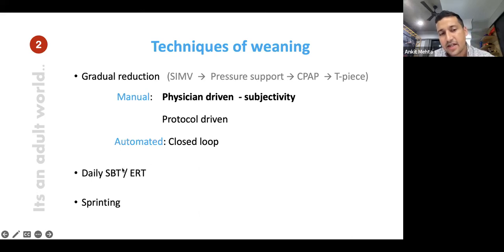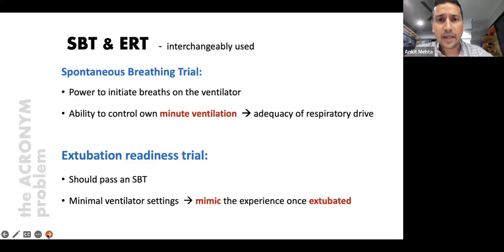And we have already discussed that we should think about a daily SBT trial and extubation readiness trial. We don't promote a lot of sprinting. Sprinting we can discuss at the end of the day. Okay. So most commonly, what is an SBT? It is how a patient initiates a breath on the ventilator. You are going to reduce the rate of the patient. Suppose you have started at 30, maybe you can make it 25, maybe you can make it 20.